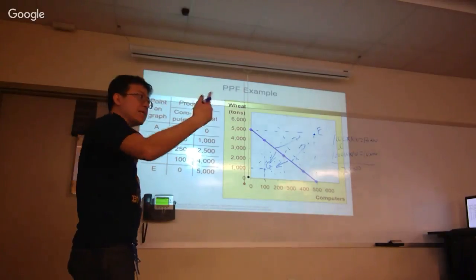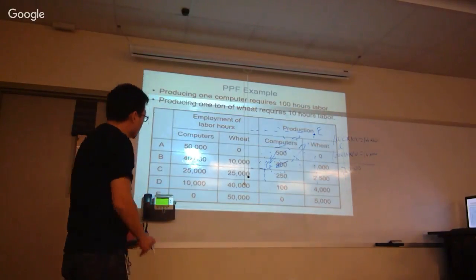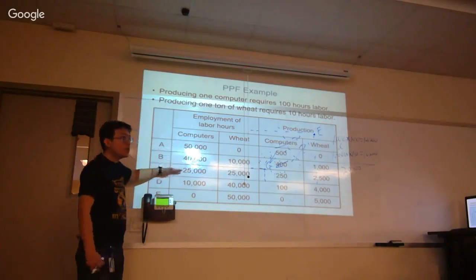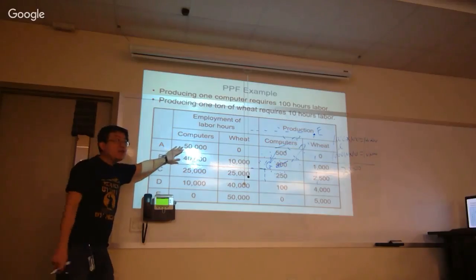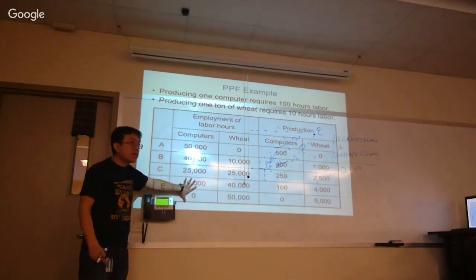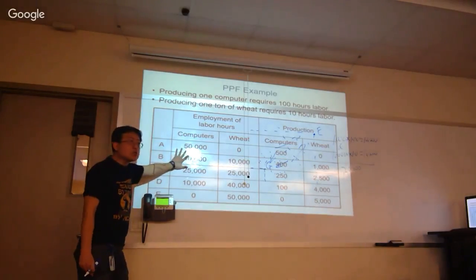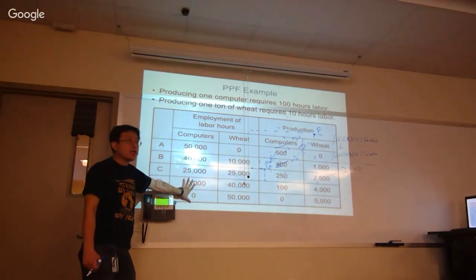So for our points A, B, C, D, E, look at the hours that each one requires. Each one requires 50,000 hours. We have 50,000 hours, so this point is also possible. And also for this point over here, they're using all the resource we have. So for the points on the line, we call them efficient, because we're using all the resource we have.